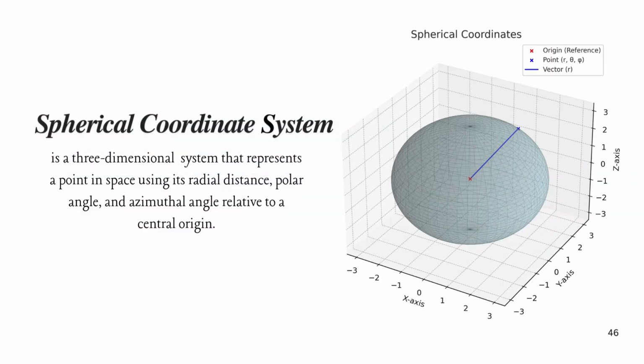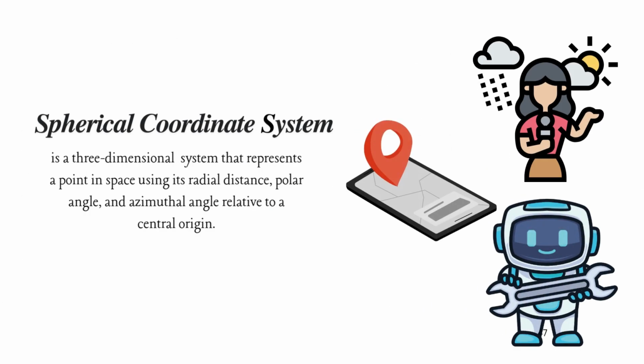Now that we have covered the unfamiliar parts, let's move on to our main topic, the spherical coordinate system. The spherical coordinate system is a three-dimensional system that represents a point in space using its radial distance, the polar angle, and the azimuthal angle relative to our central origin. In real life, it has a lot of applications. Namely, it is used for weather forecasting, for GPS navigation, and it is also used in robot configurations.